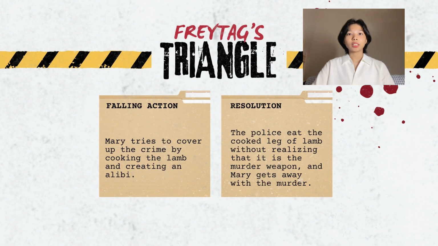Next is the falling action. In the falling action, Mary quickly plans how to hide her crime. She puts the lamb in the oven to destroy the weapon and goes to the grocery store to create an alibi. When the police arrive, she pretends to be shocked and heartbroken. The story now focuses on the investigation and whether the police will discover the truth or not.